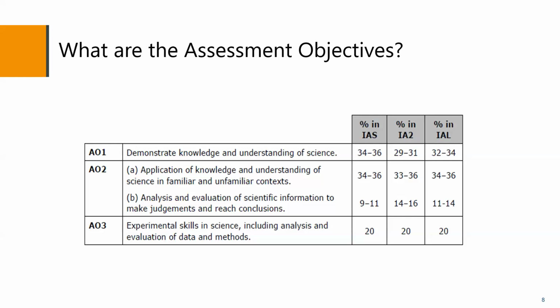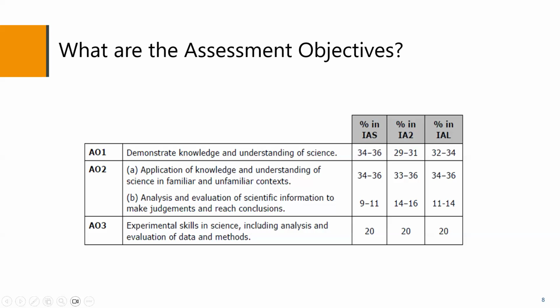Over recent years, assessment objective 2 has been split into 2. So there's part A, application of knowledge and understanding of science in familiar and unfamiliar contexts, which is what it used to say, and B, analysis and evaluation of scientific information to make judgments and to reach conclusions. And you can see also the percentages there that those questions amount to in the AS and the full advanced level. And then assessment objective 3, experimental skills in science, including analysis and evaluation of data and methods, is 20% of the total.